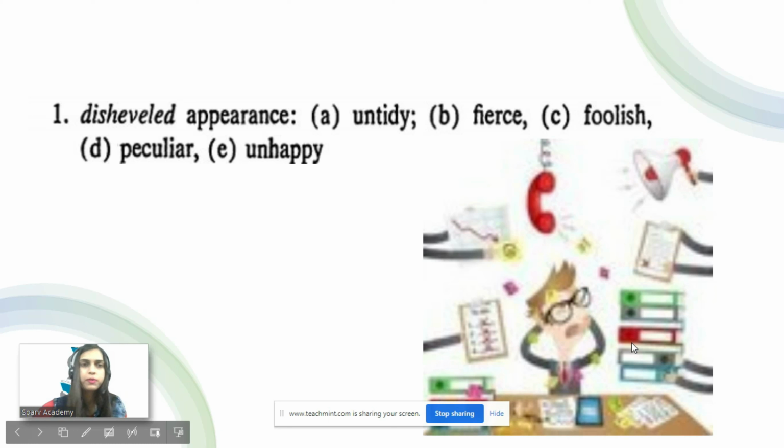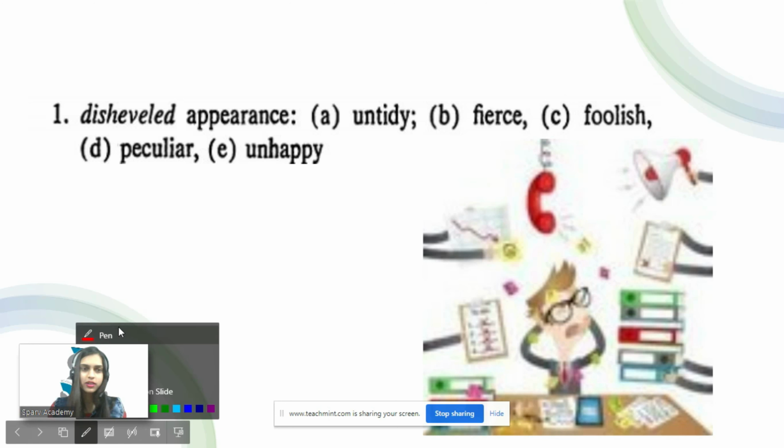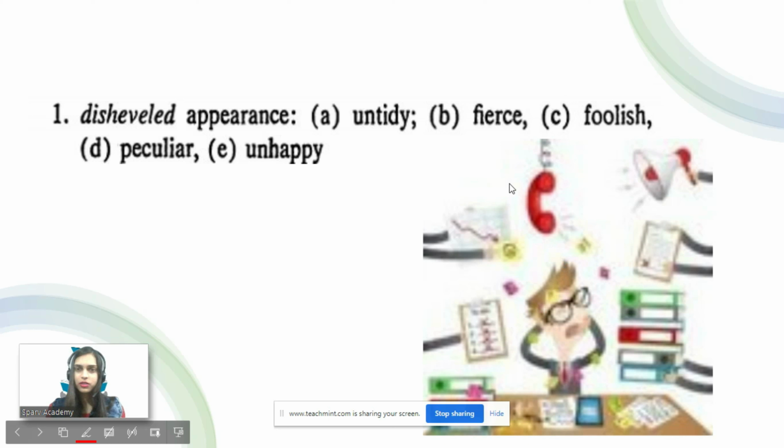Okay, as you see here, the picture shows all the things here and there, surrounding us in no particular manner. You can see all the things are unmanaged. So you can mark option A, untidy, as the right answer. Next, come to the second one.